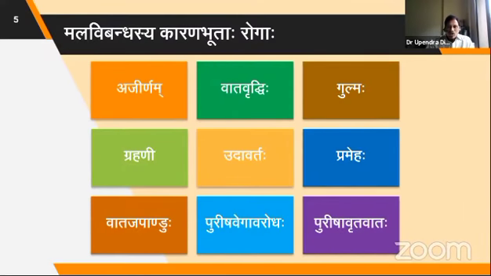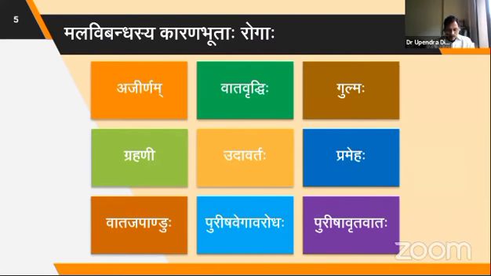Which are the commonest diseases linked with constipation according to Ayurveda? There are Ajirana, Vata Vriddhi, Gulma, Grahani, Udavarta, Prameha is even mentioned, and Vataja Pandu is associated with Malavibandha, Purish Vegavarodh, and Purishavrit Vat. Each one of them has a specific presentation. Like in Purishavrit Vat, it is said: Chirat Pidita Mannena Dukkham Shushkam Shakrut Sujit, that the person passes hard stools with great difficulty after eating food.